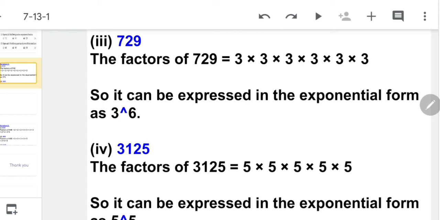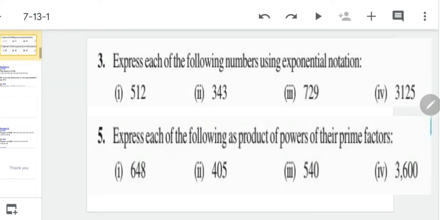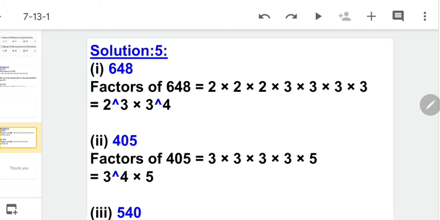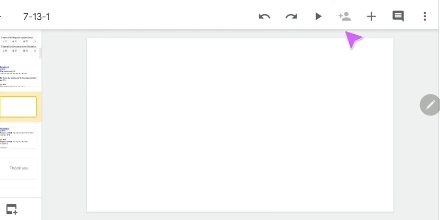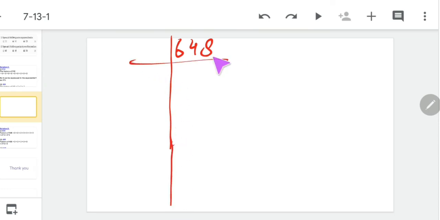Okay. Now let's move on to the fifth question and let's see what is the difference between third and fifth. So you can see our first number is 648. So let's see 648. We all know that it could be divisible by 2. So let's start with 2. Keep in mind you just have to use the factors for them.